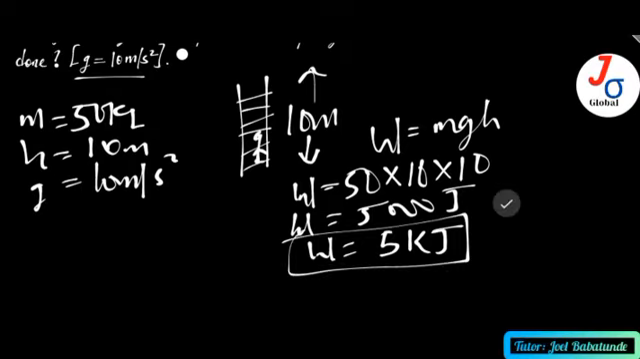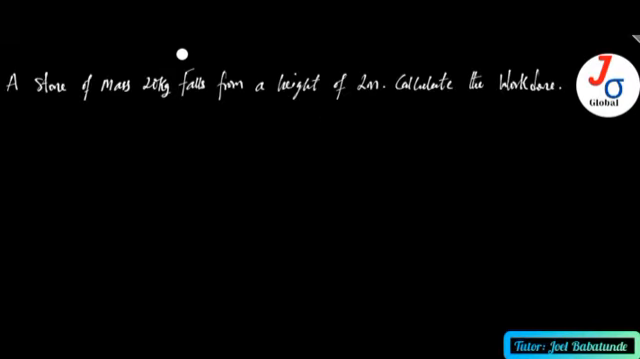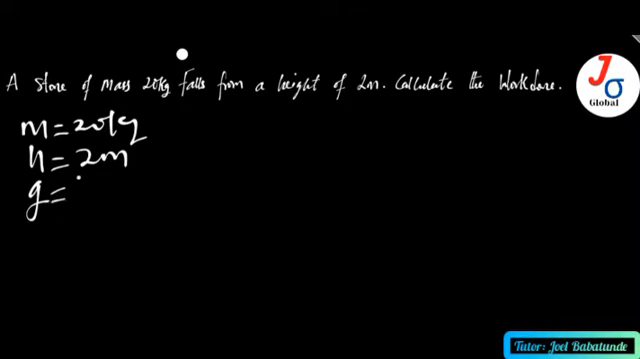Let's take another example. All right, so here we have this example: a stone of mass 20 grams, so 20 kilograms rather, falls from a height of 2 meters. Calculate the work done. Of course, you know that g should be 10 meters per second squared, acceleration due to gravity. So the work done in this case has to be mgh.